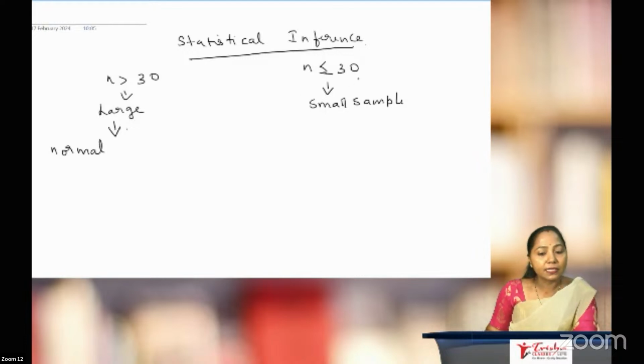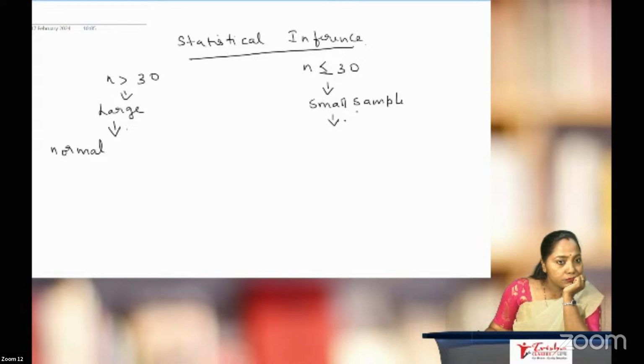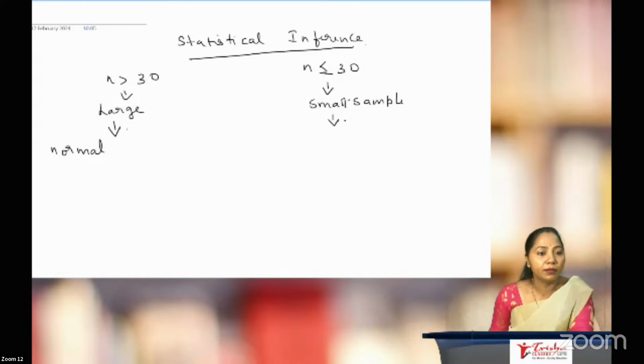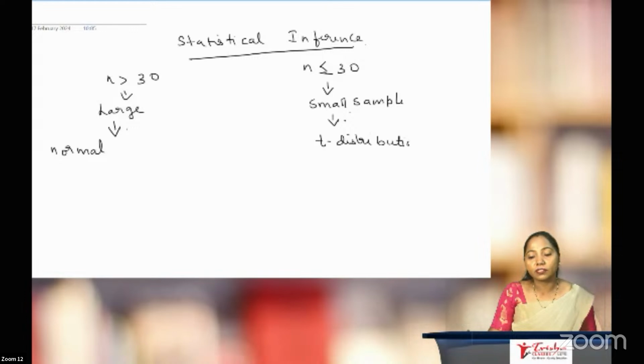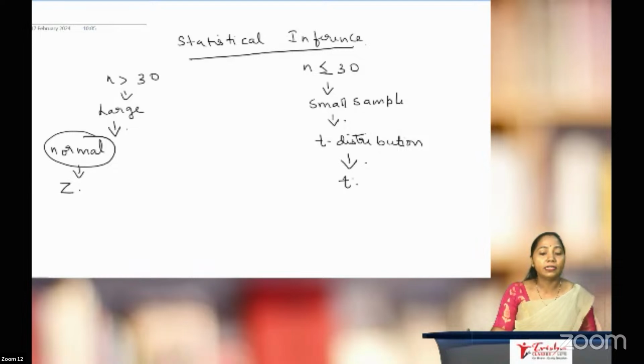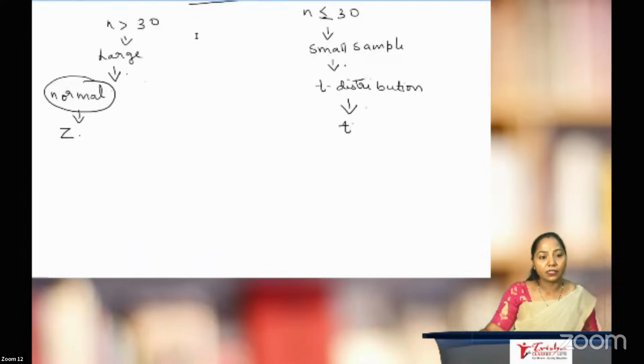And if the sample size is less than 30, if it is small sample, what is the distribution that we consider? It is not binomial. It is T distribution. So when the sample size is large, we go for normal distribution and Z test is used. And when the sample size is small, we go for T distribution and T test. Savitri, is that clear?